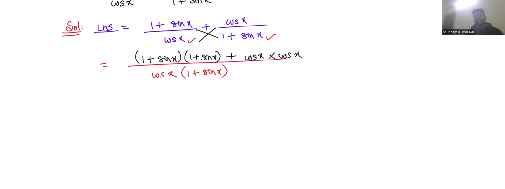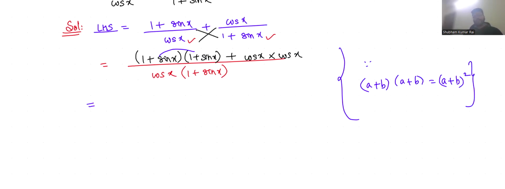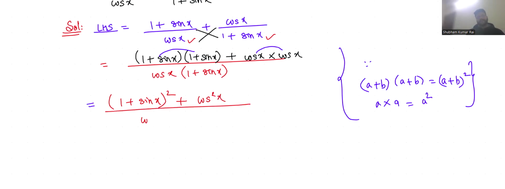here you can see that it is in the format of a plus b whole square, and you can see that a into a, that is a square, is there as well. Now, let us solve this. It will become (1 plus sin x) whole square plus cos square x, whole divided by cos x (1 plus sin x). Okay, so now let us move further.